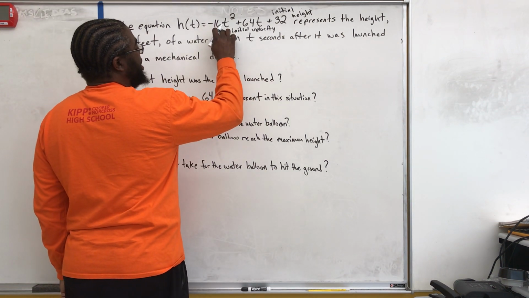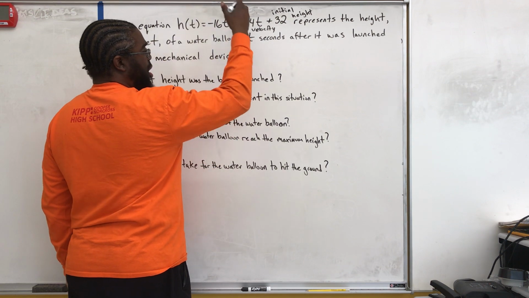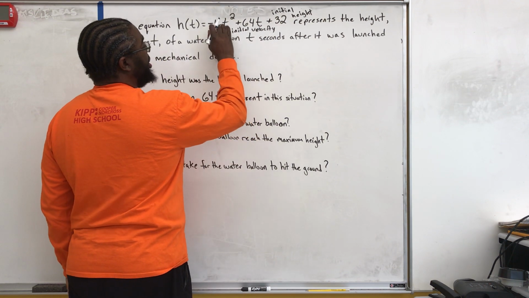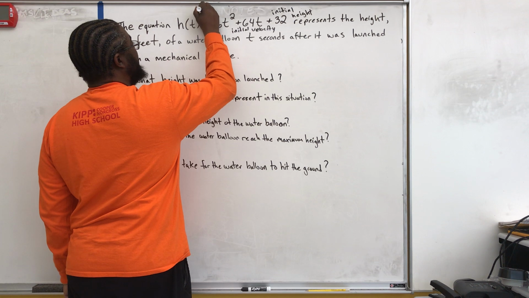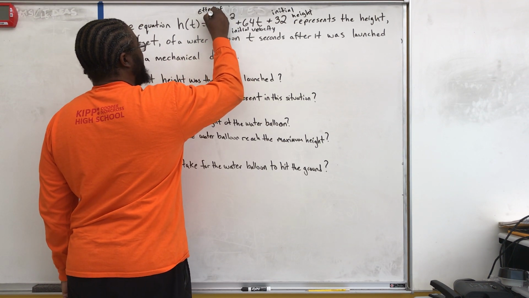This right here tells me how much is being pulled down on it, right? Because anything I shoot in the air comes down, and the reason it's coming down is because of my gravity. So this is my effect of gravity. Effect of gravity.